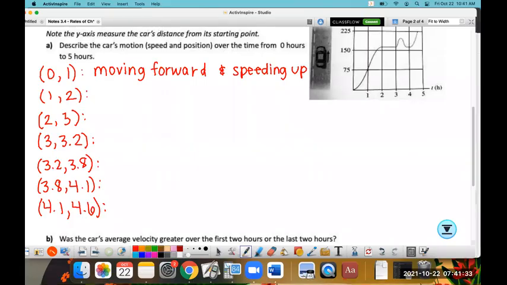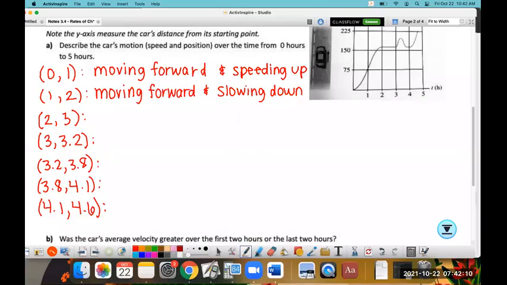All right, so from 1 to 2, my position is still getting larger, so I'm still moving forward. But let's talk about the slopes here. Large slope, smaller slope, smaller slope. So I am slowing down. Or you can tell that I'm covering a little less distance over time as I get closer and closer to 2.